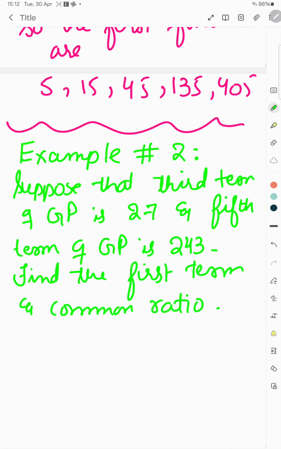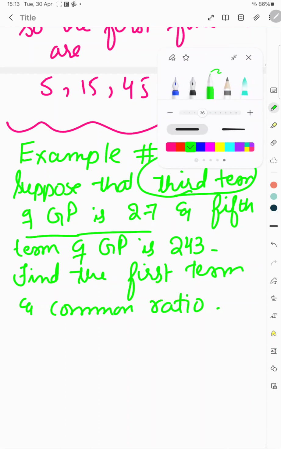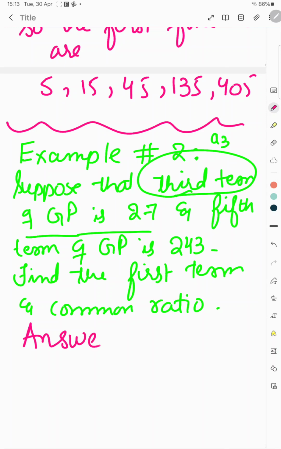So student, in this example, what is given? Suppose the third term of geometric progression is 27. So third term means, what is third term? Third term is small a3. Okay student, so small a3 is given to us which is equal to 27. So I will write the data which is given to us. What is given to me? Third term is given which is equal to 27, and the fifth term of geometric progression is 243. Also the fifth term is given, means a5 is given which is equal to 243.